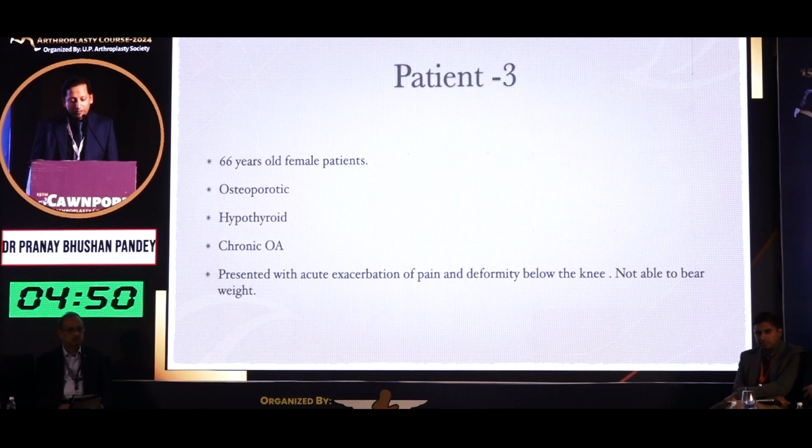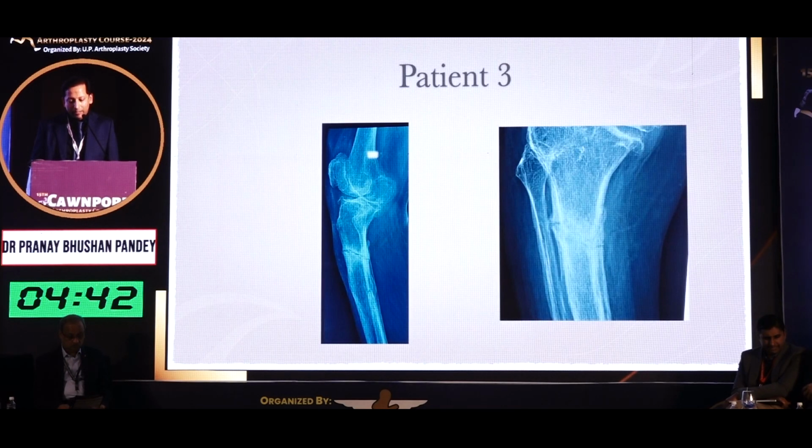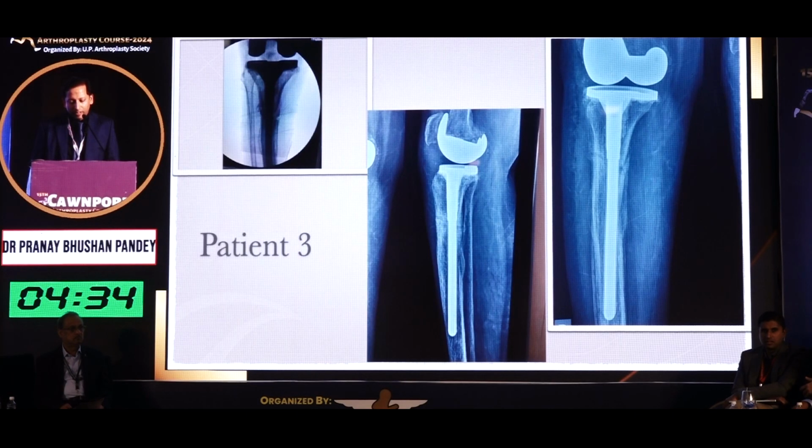A third patient is again a 66-year-old female, osteoporotic, hypothyroid, and she presented with acute exacerbation of pain below the knee and had been advised knee replacement earlier. Now this shows an acute on chronic thing that has been happening on the proximal tibia, and had to go in for a long extension on the tibial side, and again united well.